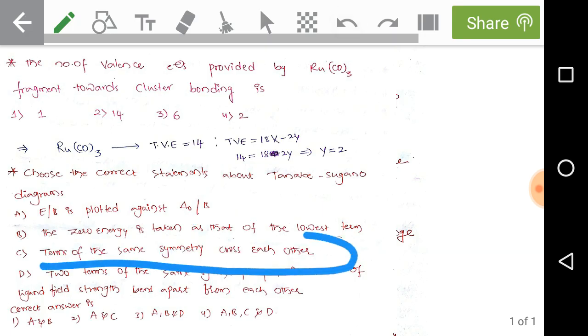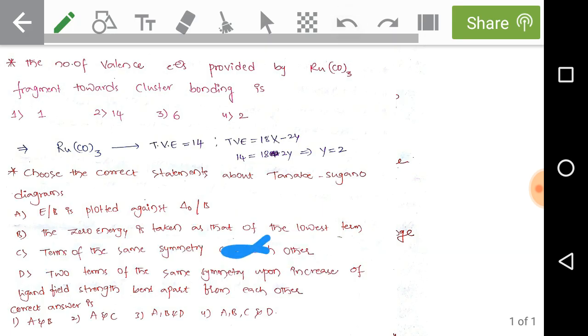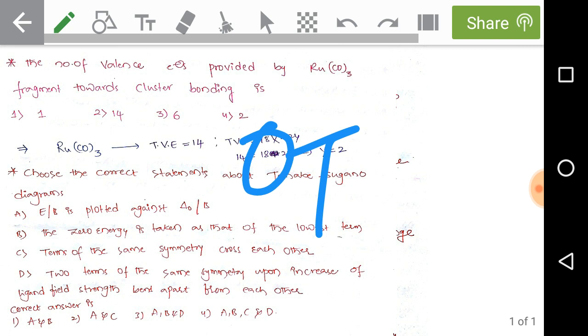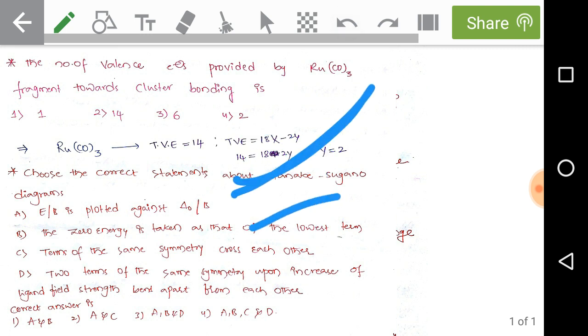And terms of the same symmetry cross each other. This is the wrong statement, because just observe the Tanabe-Sugano diagrams. Whenever terms have the same symmetry, they just repel each other and they never cross each other. Okay, just check them. That's why statement C is wrong.